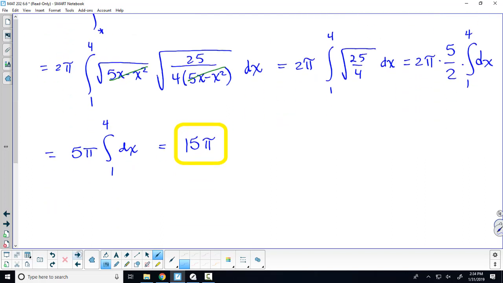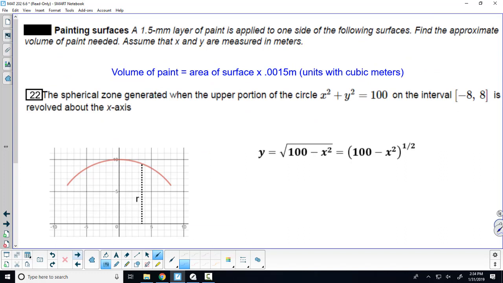All right. Another one. So here we've got a 1.5 millimeter layer of paint being applied to one side of this surface. Find the approximate volume of paint needed. Assume that x and y are measured in meters. The volume of paint, of course, is area times the thickness. And they said to use meters, so 1.5 millimeters, move the decimal point 3 to the left for meters.